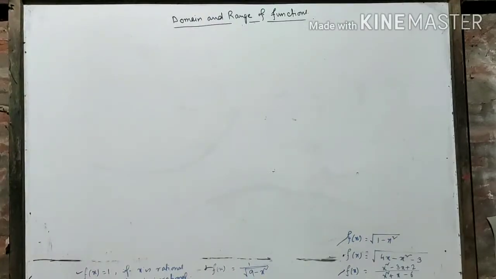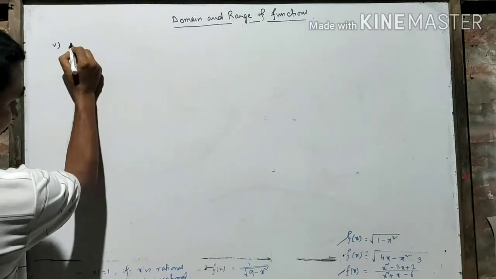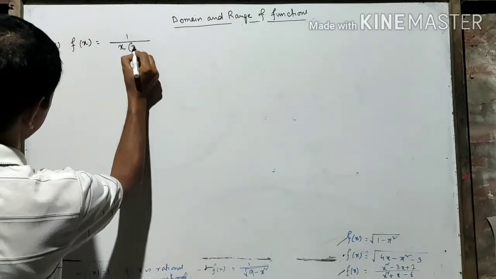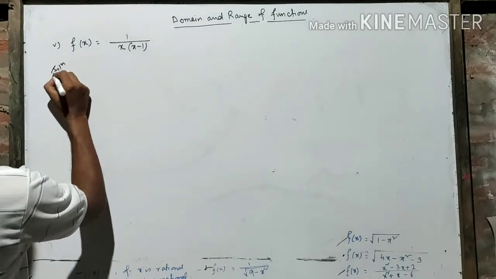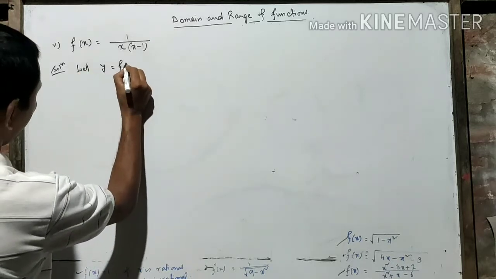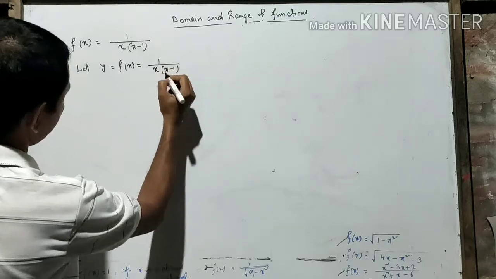So let us take the next example. Say this one. Perhaps f(x) = 1/(x(x-1)). Solution: let y = f(x) = 1/(x(x-1)).